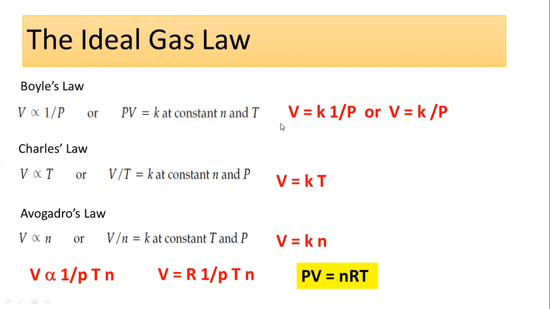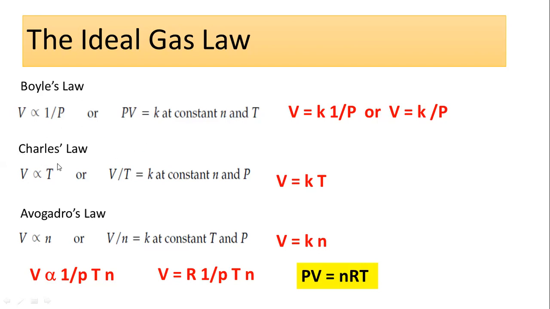An important thing is that Boyle's law is implemented at a constant number of moles of the gas and constant temperature. So these two variables will remain constant, and then you will find the relationship between the pressure and the volume, inversely proportional to each other.